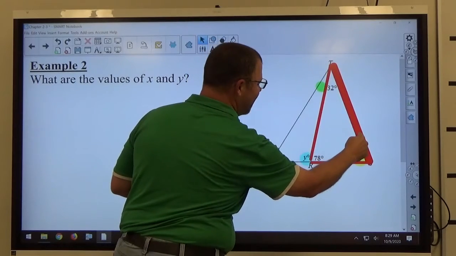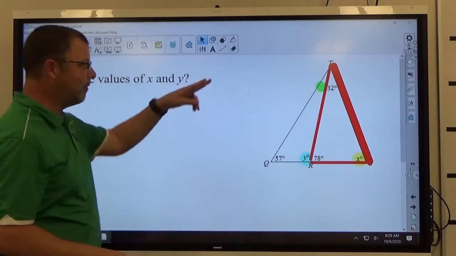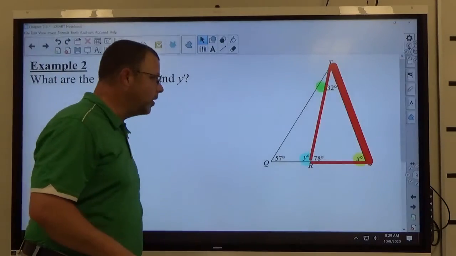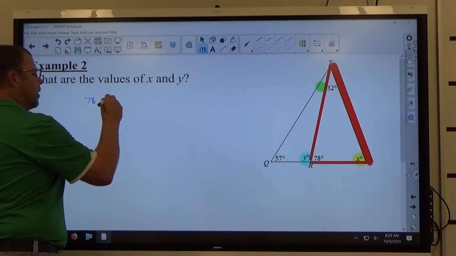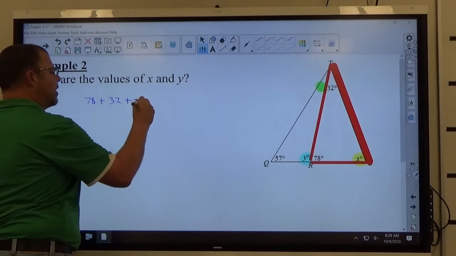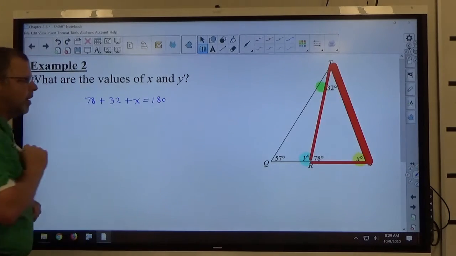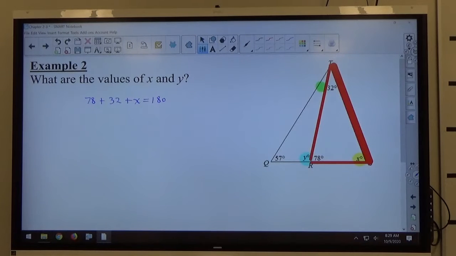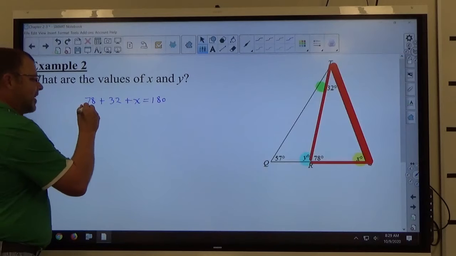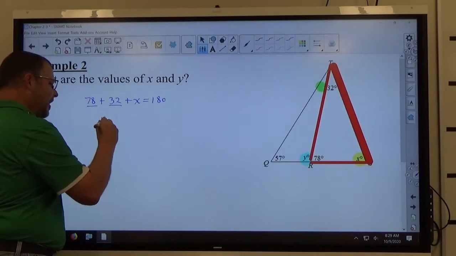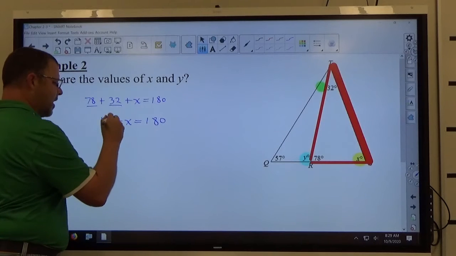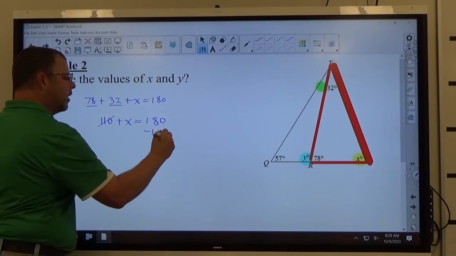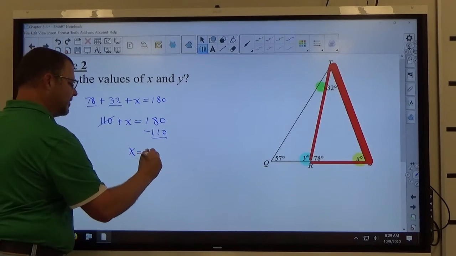And you can see here that of the three angles in the triangle, we have two of the three angles determined. So we know that 78 degrees plus 32 degrees plus x has to equal 180 degrees, right? So again, all three angles of a triangle always add up to 180. That allows us to write an equation. 78 plus 32 makes 110. And if I chop the 110, move it over, I get x equals 70.